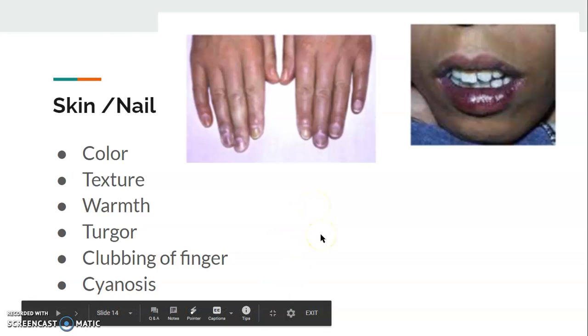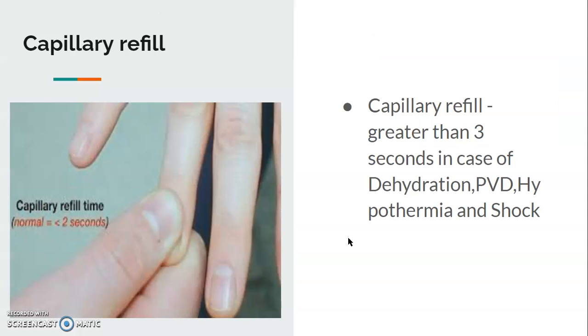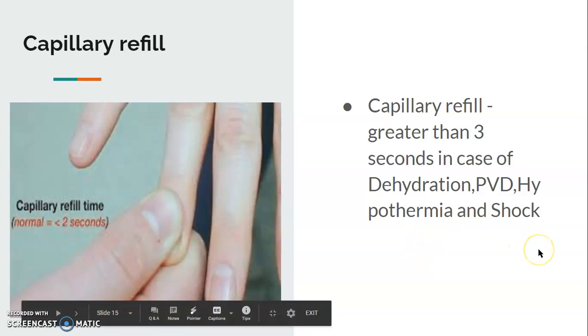And splinter hemorrhage, the nails will have red streaks which indicate splinter hemorrhage, which is seen in infective endocarditis patients. Capillary refill is checked by pressing the fingertip for 1 second and releasing it, and the blood will return normally within 2 seconds. If it goes more than 3 seconds, it indicates dehydration, peripheral vascular disease, hypothermia and shock.